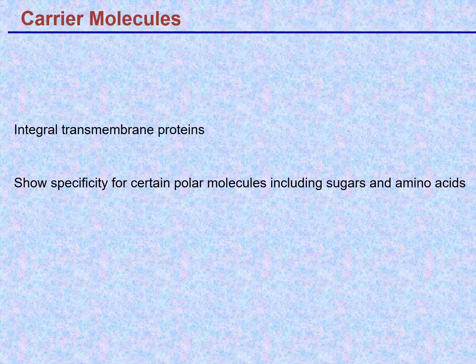Now, these carrier molecules are typically integral proteins. They're transmembrane. They go right across. Then they have specificity, and of course, it's going to be specific for polar molecules. Polar molecules can't move across without some sort of carrier. They can't get across that non-polar inner hydrophobic region. Typically, the kind of molecules that move across through facilitated transport involving specific carrier molecules would include carbohydrates and amino acids.